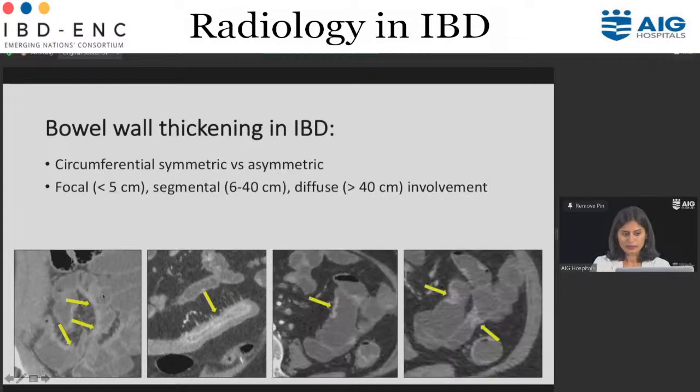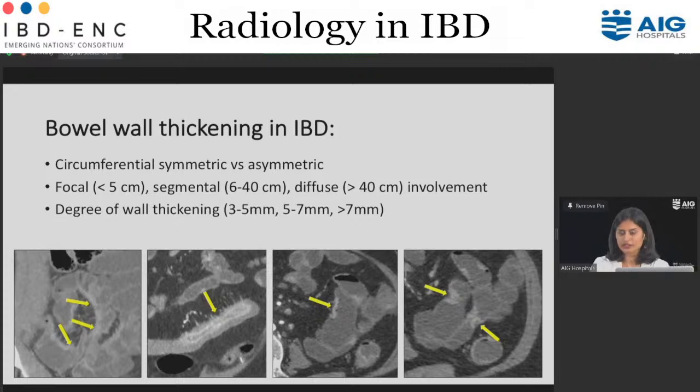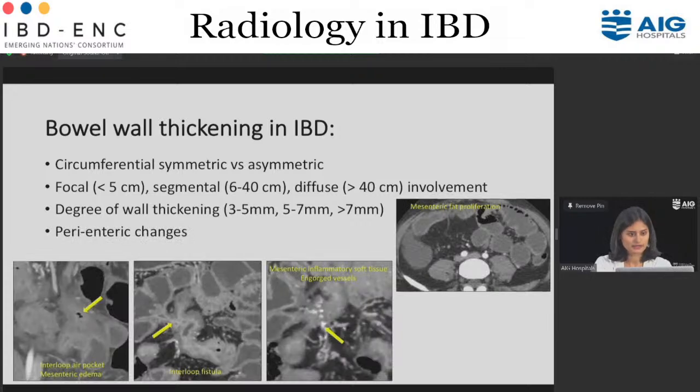And when you see bowel wall thickening, we should also look at whether it's a very short segment involvement: less than 5 cm long segment involvement is called focal, 6 to 40 cm is segmental, and more than that is diffuse involvement. And the degree of wall thickening can be divided into mild, moderate, or severe. Now, these are not absolute cutoffs, and many clinicians and radiologists use these terms mild, moderate, severe on a qualitative basis by eyeballing the wall thickness.